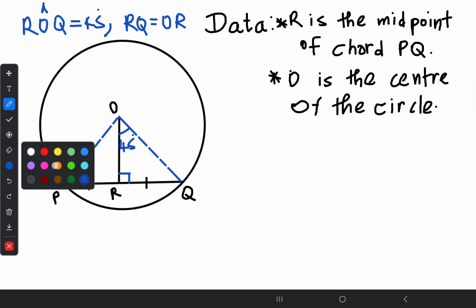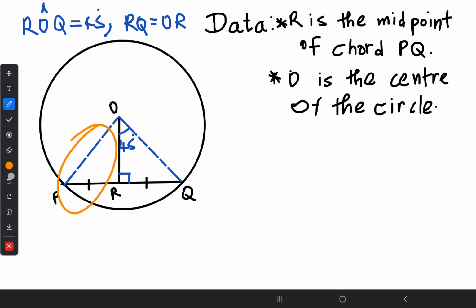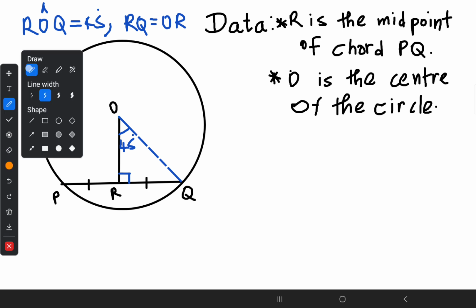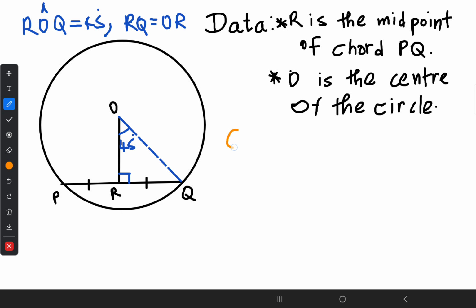For that, no need to think about this triangle because we need to deal with this triangle only. I will explain this one using a simple method. The construction was, we don't need this one. Construction: join OQ. Join OQ.